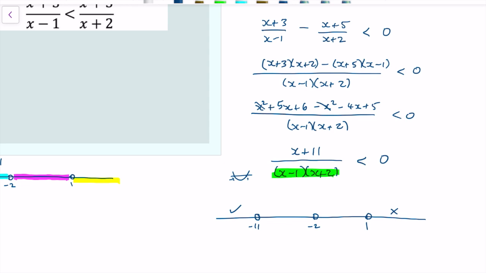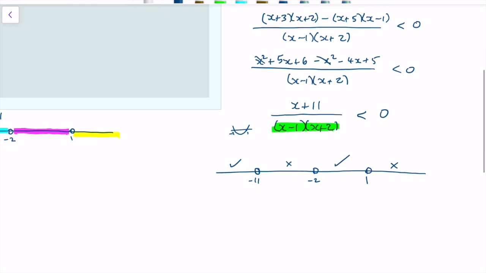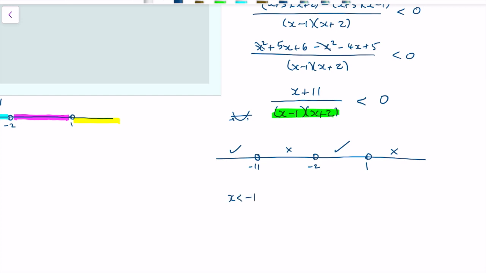Pick an x value between minus 11 and minus 2. The denominator is still positive, but the numerator becomes positive, so positive over positive doesn't work. And then between minus 2 and 1, that's when the denominator becomes negative, and the numerator in that instance is positive. Positive over negative is negative, so that's a solution. So our final answer to the problem is x is less than minus 11 or between negative 2 and 1, which is what we got before.